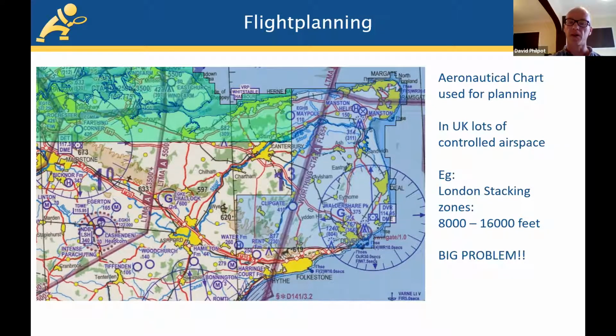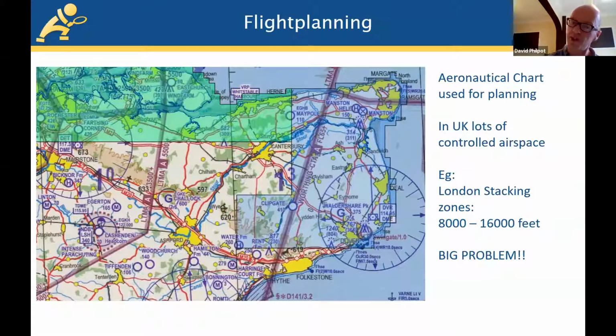For example, around London, a lot of the airspace, you've got the stacking zones for Heathrow and Gatwick at between 8,000 and 16,000 feet. Now, for a lot of aerial sensors and a lot of the resolutions you want to fly at to get the resolution data you want, you're going to be in that 8 to 16,000 feet zone, which makes access in the airspace very difficult. That is a huge problem.